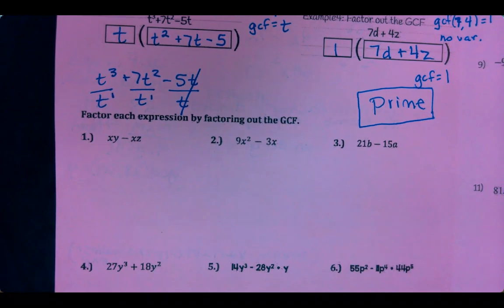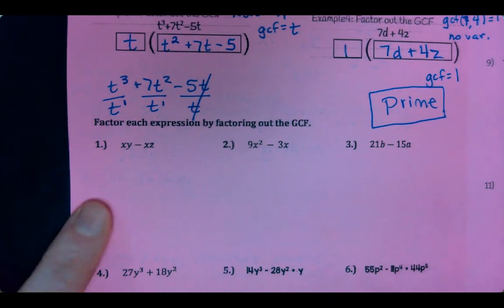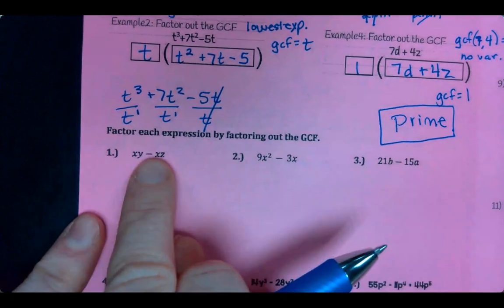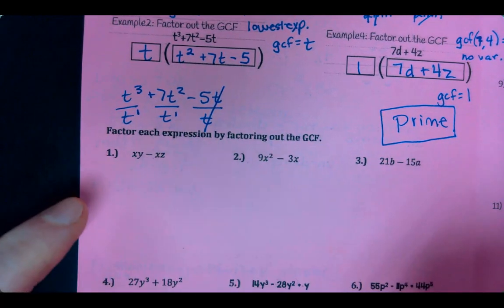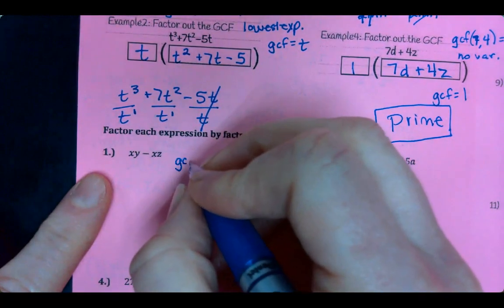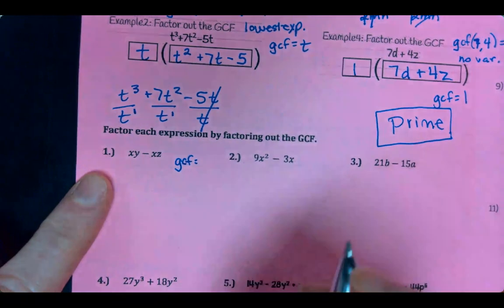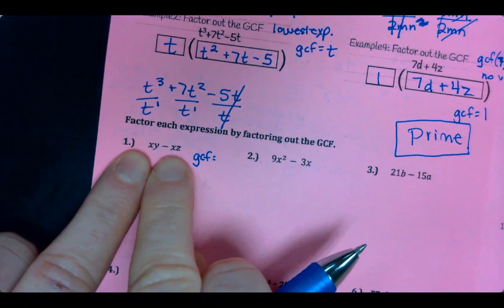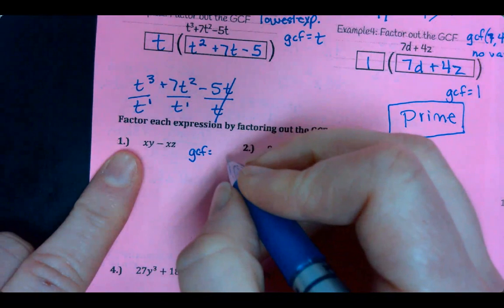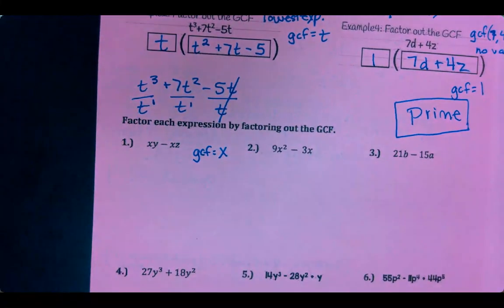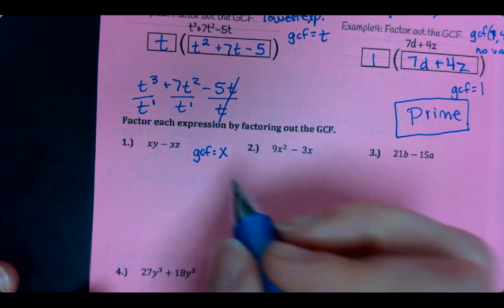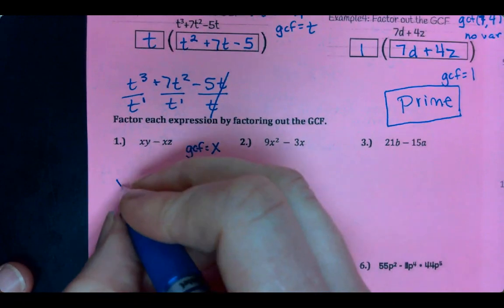All right, go ahead and look at number 1. Now think about it. All right, so let's look. There is no coefficient, so we can't pull out anything there. So for the GCF, we can look at the lowest exponent that they have in common. What do they both have? Just x. They both have an x. So x goes out front.